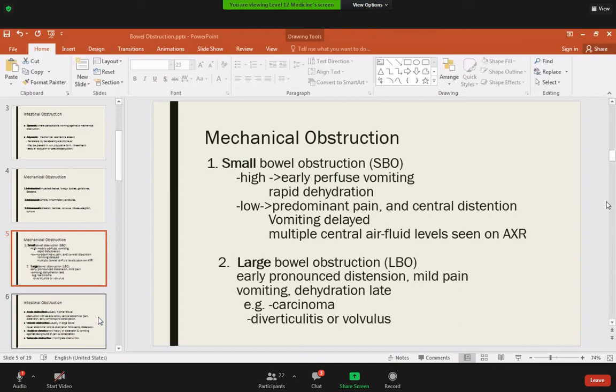our small bowel has distinct features. The jejunum has valvulae conniventes.